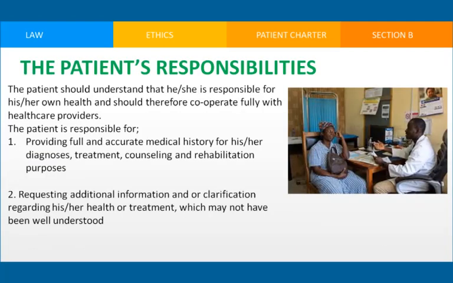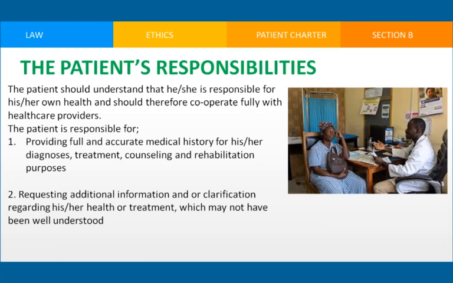Okay, so basically those are the rights. Let's look at the responsibilities. The patient should also understand that he or she is responsible for his or her own health and should therefore cooperate fully with healthcare providers. The patient is the best person to tell us what is wrong with them. If the patient lies, there's nothing that we can do for them.